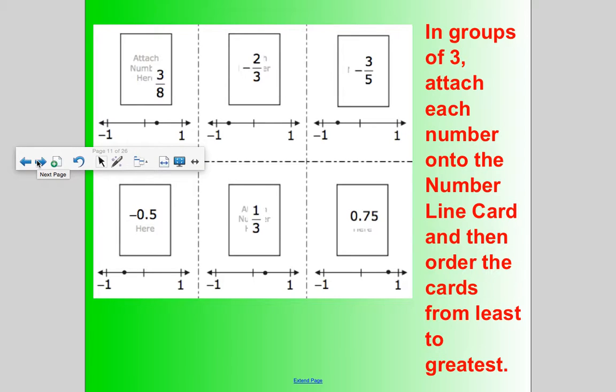So this is the study of how to compare and order rational numbers. Again, rational numbers are any numbers that can be written in fraction form, decimals, whole numbers, and integers. And on a number line, it goes from least to greatest. So you turn these fractions into decimal form to help you answer this question.